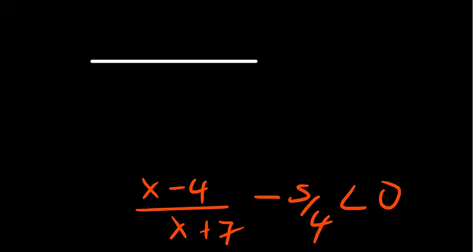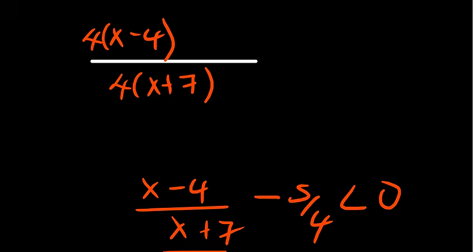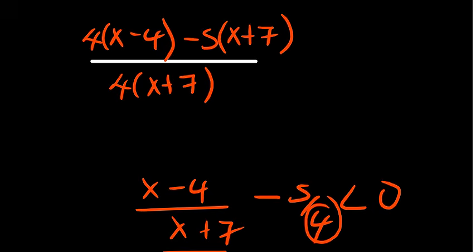So we have 4 being multiplied by x plus 7. So if you divide this into that, you are going to remain with a 4. So 4 multiplied by x minus 4. The other part, you divide the 4 into that, you remain with what? x plus 7. So it's minus 5 multiplied by x plus 7. Okay, this should be less than 0.